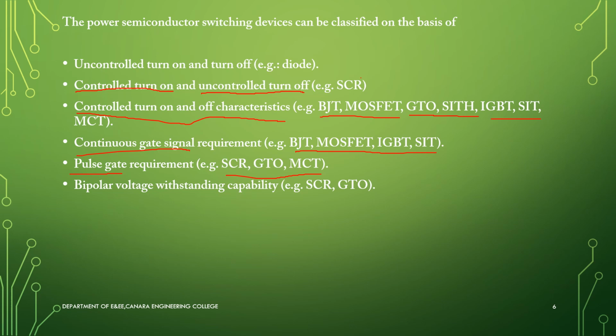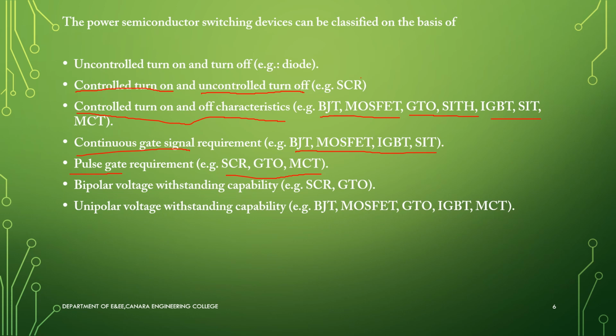Next, bipolar voltage withstanding capability. That means if you apply negative voltage across the anode cathode, the device will be reverse biased. Okay, a small amount of leakage current will flow. It will not turn off. So it can withstand positive side voltage and also negative voltage.